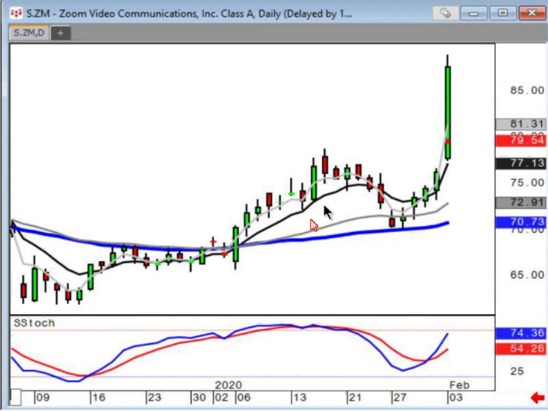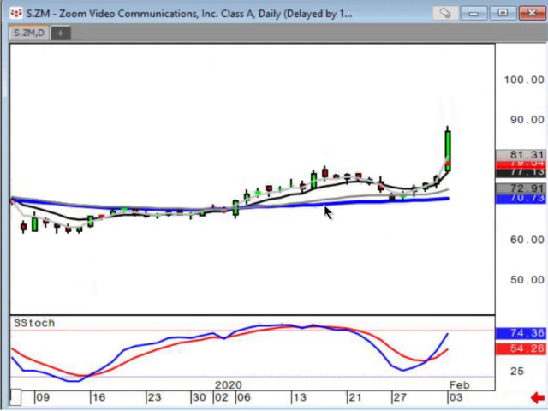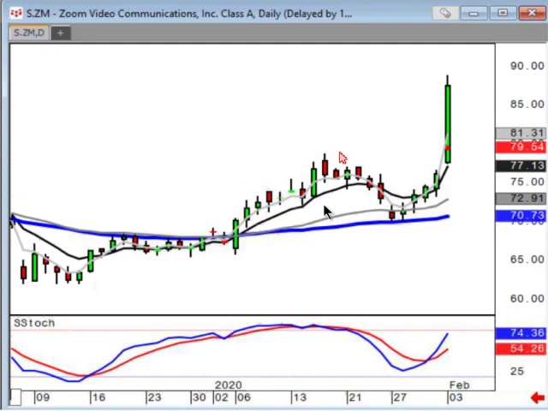Zoom. Big breakout. There's your J-hook slow curve breakout. If there is a 200 on here, I don't see it. Look, I've got the 200 over here. But that's probably where your next target is.